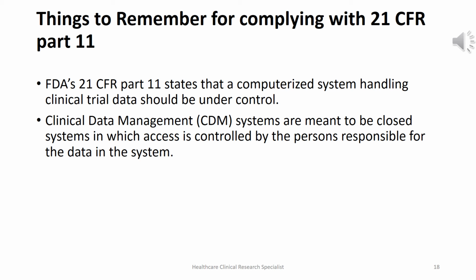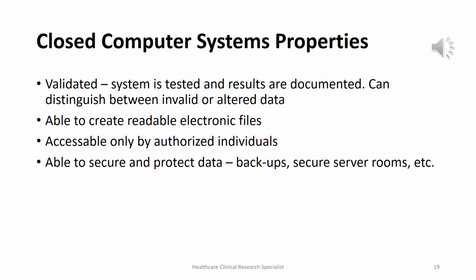So that would certainly be a characteristic of a control system, being able to limit the number of people and the type of people that have access to the data. So what are some of the properties of a closed computer system? Well, first, it has to be validated, which means the system is tested and the results are documented, and it can distinguish between invalid or altered data. It also needs to be able to create readable electronic files. By readable, that means that a human could look at it and tell what that file is, what kind of data is stored in that file.